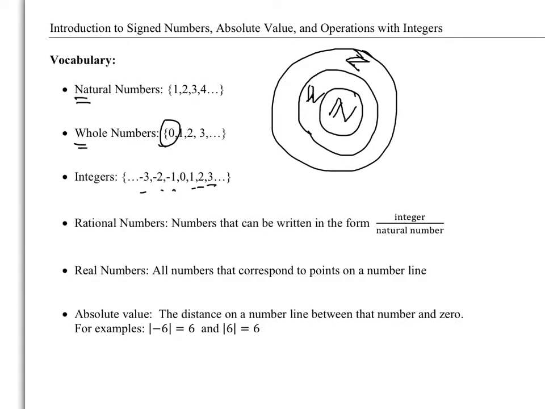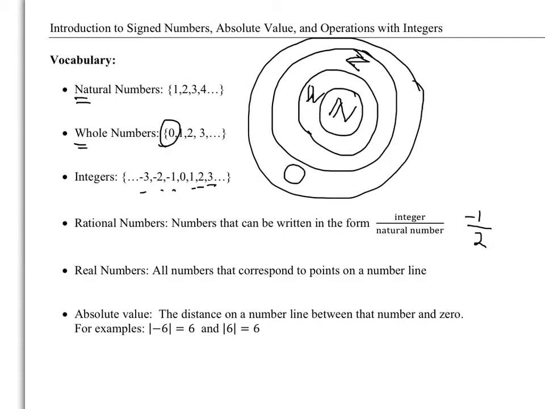The rational numbers are numbers that can be written in a fraction form, an integer over a natural number. So for example, -1 over 2. And we say natural number because the denominator really can never be equal to 0, so you can't divide it by a whole number. So those go around the integers. Okay, and rational numbers are denoted by a Q, like that.